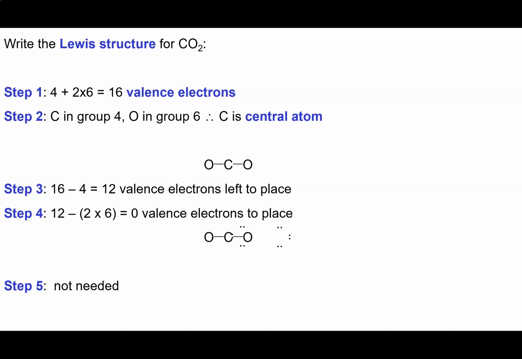So we're going to do one now where we do need to do step number 6, so you can see how these double bonds form. I'm going to draw this out by hand. So step 1 is count up your valence electrons. Carbon's in group 4A, so there's 4 valence electrons for the carbon.